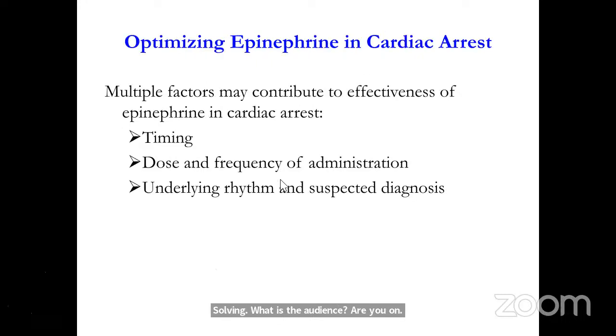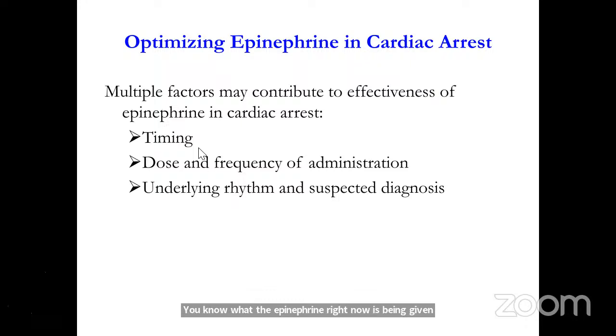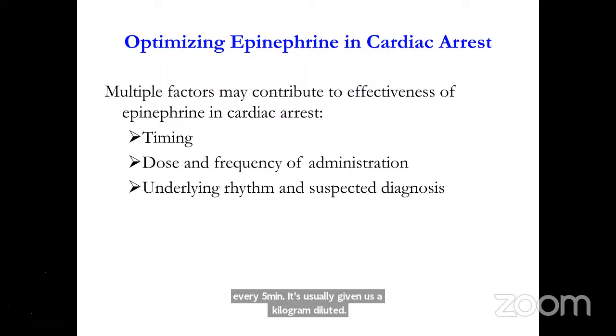So that's why it has not been incorporated into the recent guidelines. The other important aspect is with regards to epinephrine: timing, the dose and frequency of administration, underlying rhythms and diagnosis. We know that epinephrine right now is being given every 2 to 5 minutes. It's usually given as 1 milligram diluted. It has to be flushed, and it is used for all cardiac arrest rhythms in general.